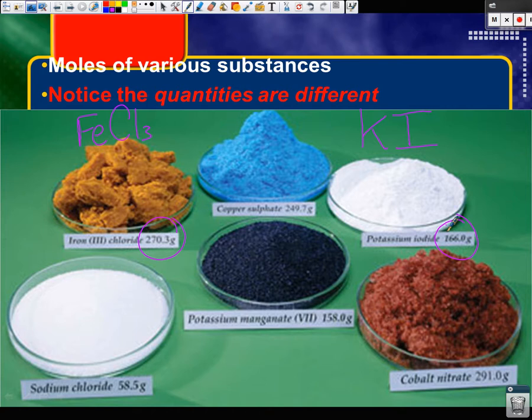And here's why. You've got iron and chlorine and potassium and iodine. Those are 4 different atoms. Do you agree? Do all of those atoms weigh the same? No. That's why. And are all 4 of those atoms different sizes? Yes. So since they're different sizes, they take up more space, or they take up less space. So they look like they're more.